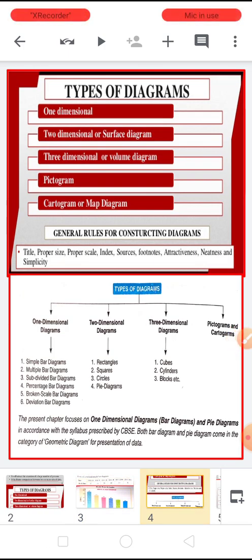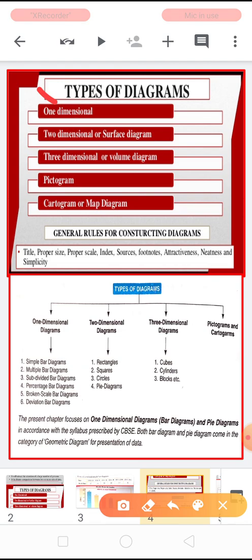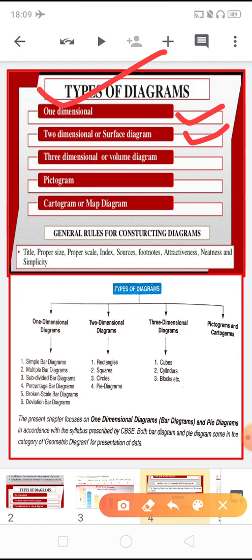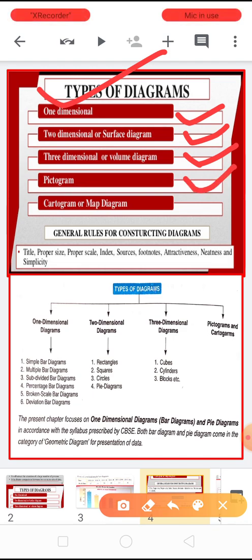So children, next we have types of diagrams. As I just said, we have five basic classifications of diagrams. The first one is the one-dimensional diagram. Second is the two-dimensional, or we can say surface diagram. Third is the three-dimensional or volume diagram. Fourth one is the pictogram, and at last we have the cartogram or the map diagram.